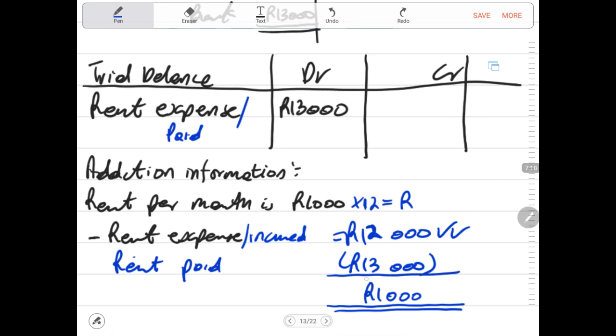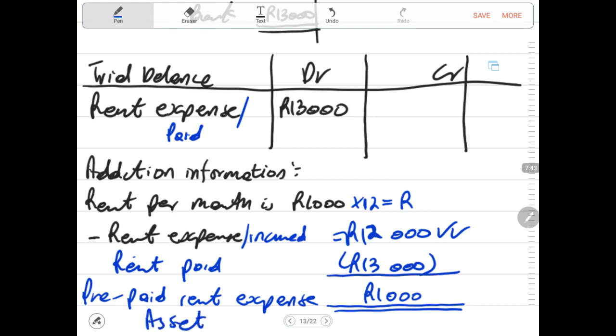So now we are sitting with this 1,000, which is prepaid rent expense, meaning we paid this rent for more than 12 months. If this is our prepaid rent expense, it therefore means that we paid more than what we're supposed to have paid for. And a prepaid expense is an asset. Anything that you pay before time is an asset.